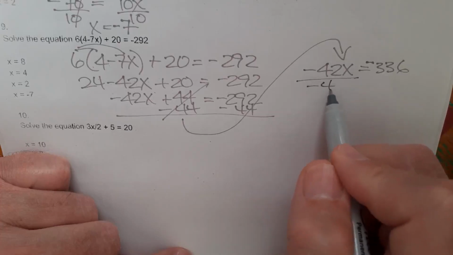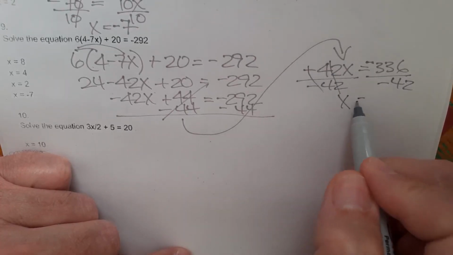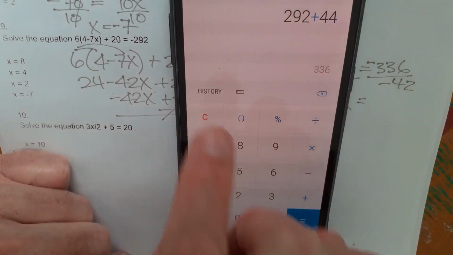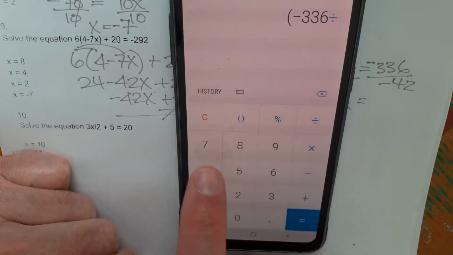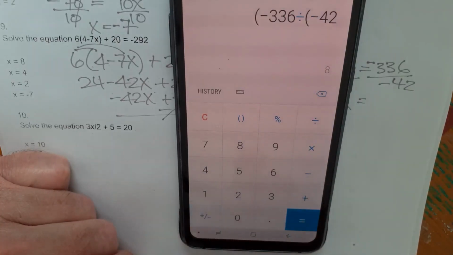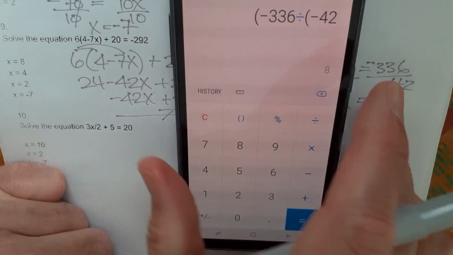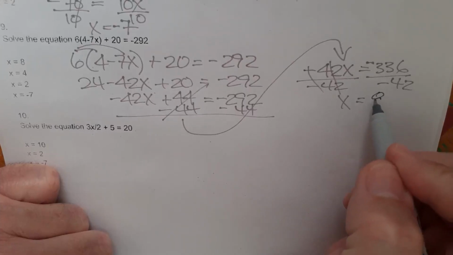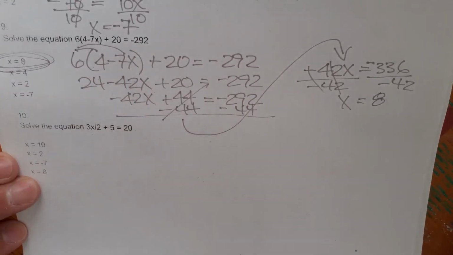Divide both sides by negative 42, and if I'm lucky, x is going to equal, so let's clear this. Let's say 336, which is negative, divided by 42, which is negative, is 8. All right, so x equals 8. We're lucky it came out even, and all these, I guess, are planned to do so.